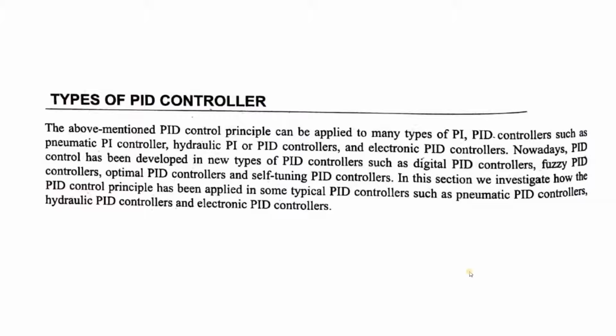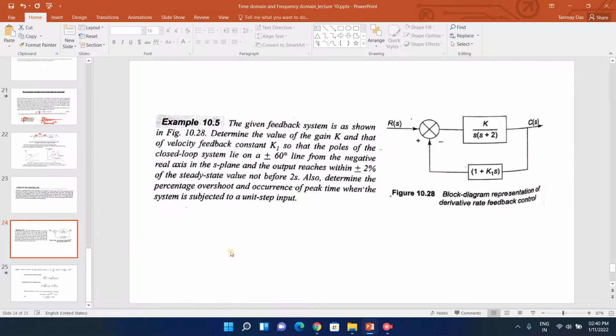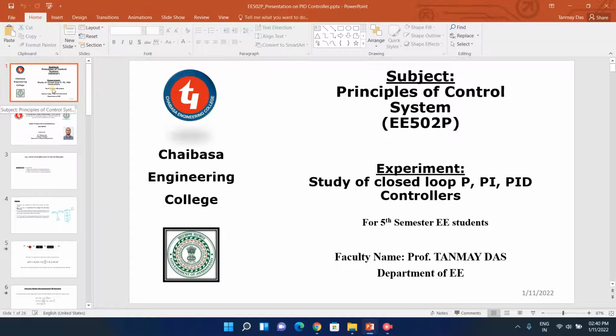Now, types of PID controller. The above mentioned PID control principle may be applied to many types of PID controllers, such as pneumatic PI controller, hydraulic PI or PID controllers, electronic PID controllers. Nowadays PID controllers can be developed in new types, such as the digital PID controller, fuzzy PID controller. So depending upon the applications and where we are using, there can be fuzzy controllers, there can be self-tuning PID controllers. So different types of PID controllers are there. So there is one numerical. We will discuss that later.